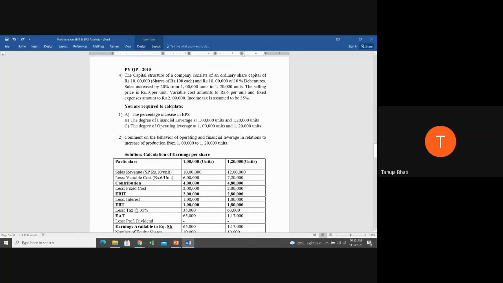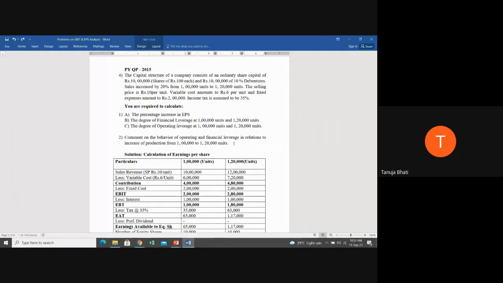You are required to calculate the percentage increase in EPS, the degree of financial leverage at 1 lakh units and 1 lakh 20,000 units, and the degree of operating leverage at 1 lakh units and 1 lakh 20,000 units. Comment on the behavior of operating and financial leverage in relation to the increase in production from 1 lakh to 1 lakh 20,000 units. So students, this particular problem is a combination of EBIT and EPS as well as leverages, which we have done in our previous lecture.